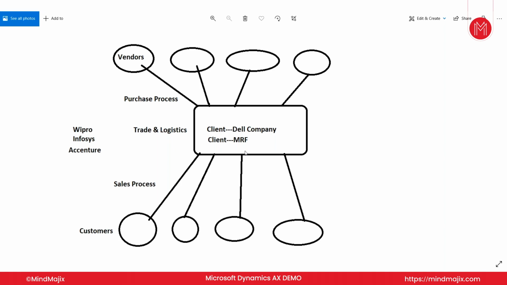If you are placing a purchase process, you need to know how the vendors will work and deliver, and also the sales process. The sales process is done for the customers. Sales process means we deliver to the customers. Suppose we buy from vendors, and then we deliver to the customers. These are the trade and logistics people, which is our module, by which we will do trade and logistics.